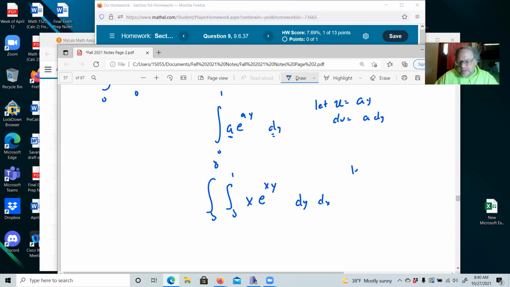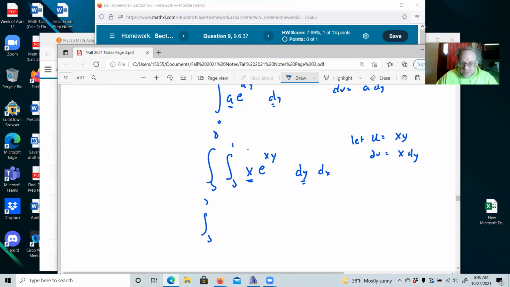All right, and we're going to say let u equals xy, and then du is equal to x dy. Do we have an x dy I can replace? Yeah, we do. So this is going to be from 0 to 8. This is going to go from u0 to u1 of e to the u. The xy is u, and then x dy is du. We still have a dx out here.